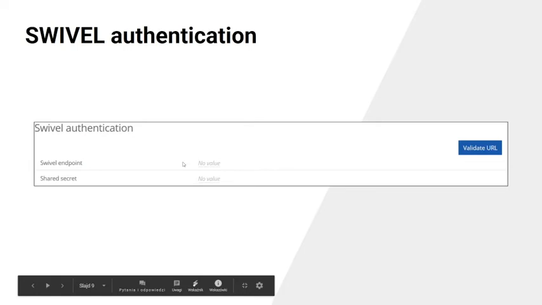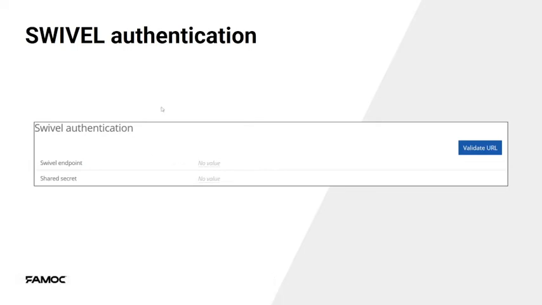Also, there is a possibility to use Swivel. If you wish to use Swivel, you have to provide the endpoint and the shared secret, and using that, the authorization will be performed, and you can use Swivel authentication to log into the device.